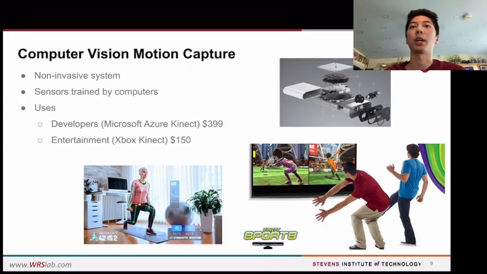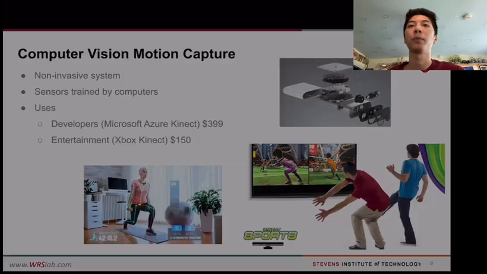Now, the last type of motion capture we'll talk about is computer vision motion capture, which is much more reliant on computers and benefits from not having any attachable parts to the patient, usually relying on an array of sensors like an IR blaster to track a motion. Both of these Microsoft products are used for different types of motion capture, the Azure for health and technological development, and the Kinect for real-time motion-tracked gameplay.